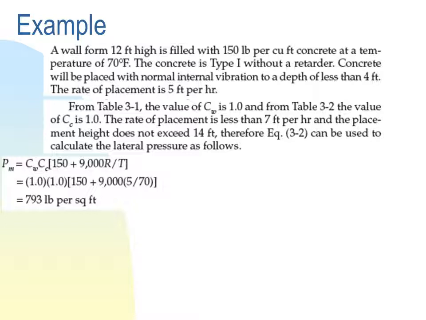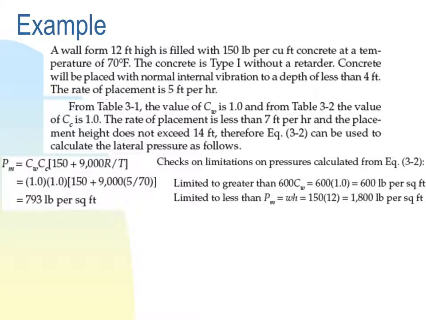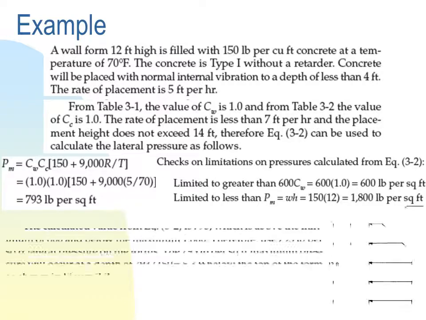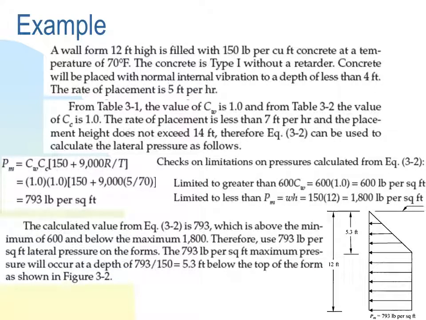Now we should check the lower bound and upper bound. The lower bound is 600 times 1, so it's 600. The upper bound is W times H, which is 1800. So we are in between the two boundaries, so we will use our number, the 793, and this will represent that shape. The lateral load will have a trapezoidal shape. It will reach the maximum at 5.3 feet, and it will maintain this maximum until the full depth, and this 5.3 feet is calculated based on the ratio between 793 and 150.